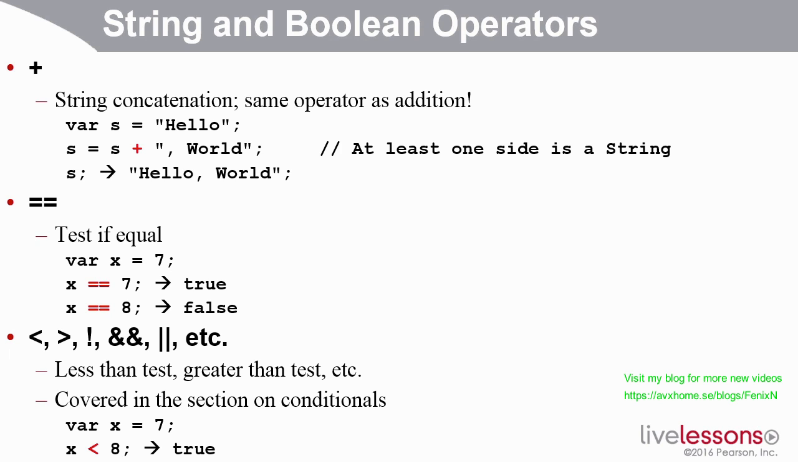And there's a whole bunch of other Boolean operators that test if something is true or false. There's less than, there's greater than, there's not, there's and, there's or, and a whole bunch of others. And we will look at those in a lot more detail in the section on conditionals. But for a very brief example, if x is equal to 7, if I then ask, is x less than 8? It says yes. Okay, that's a quick summary. Let's experiment and try out these things in a little more detail interactively.